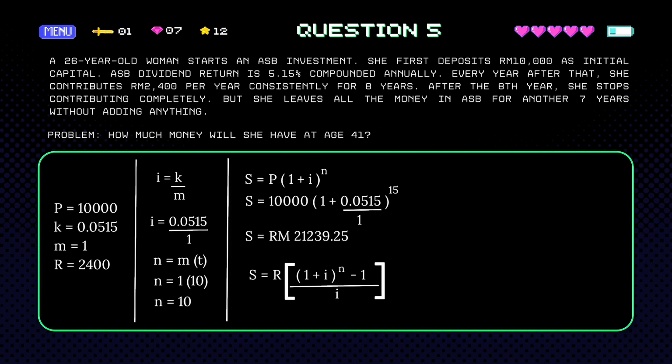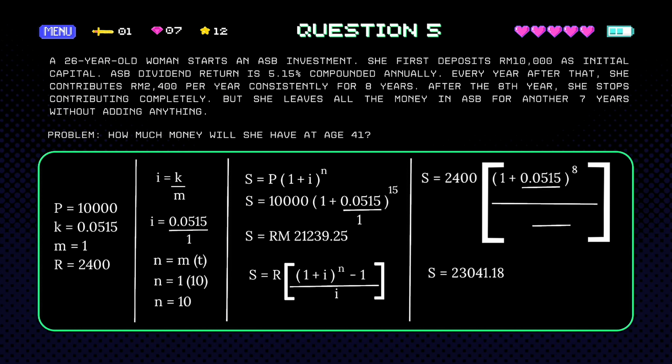She also contributes 2,400 ringgit per year for the first 8 years. This regular saving is called an annuity. Next, we need to calculate the total value of her annual contribution for 8 years. Use the future value of an annuity formula. Insert all the values and total it up using your calculator. The total outcome will be 23,041 ringgit and 18 cents.